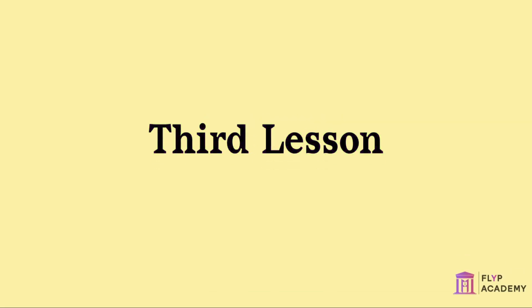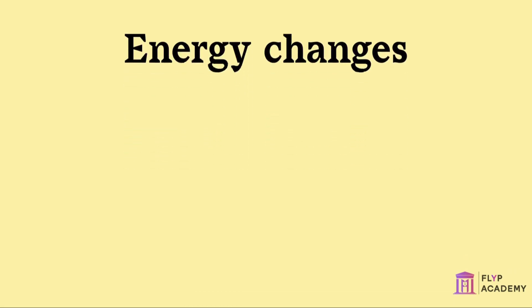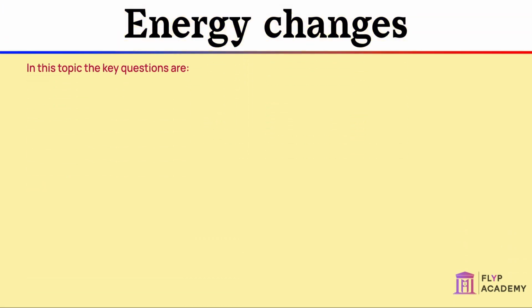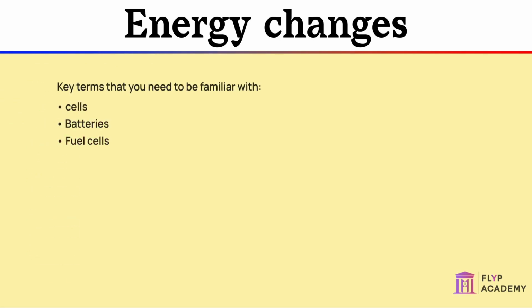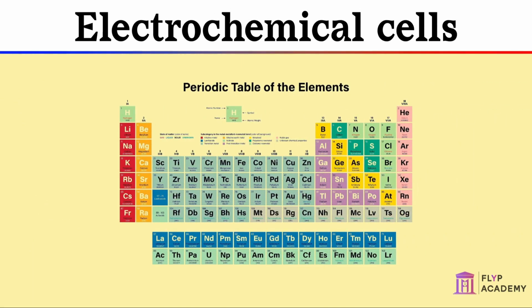Welcome to the third lesson of the Energy Changes topic. In this topic, the key questions are: 1. What are electrochemical cells and batteries? 2. What are fuel cells? Key terms that you need to be familiar with: cells, batteries, fuel cells. In today's lesson, we will talk about the application of electrochemical cells and the potential benefits and risks associated with them.